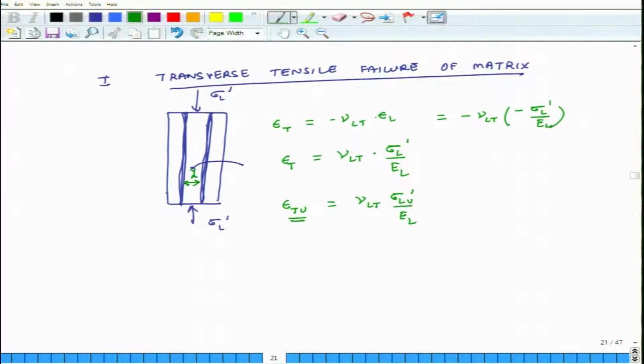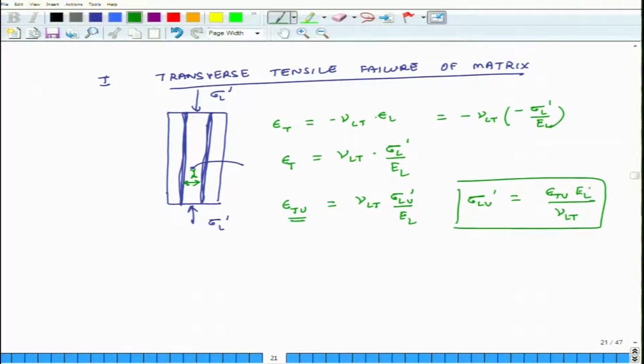Okay. So, from this I can calculate the value of sigma LU prime. Sigma LU prime equals epsilon Tu times EL divided by nu LT. This is what it is. Okay. So, this is how I can compute this.